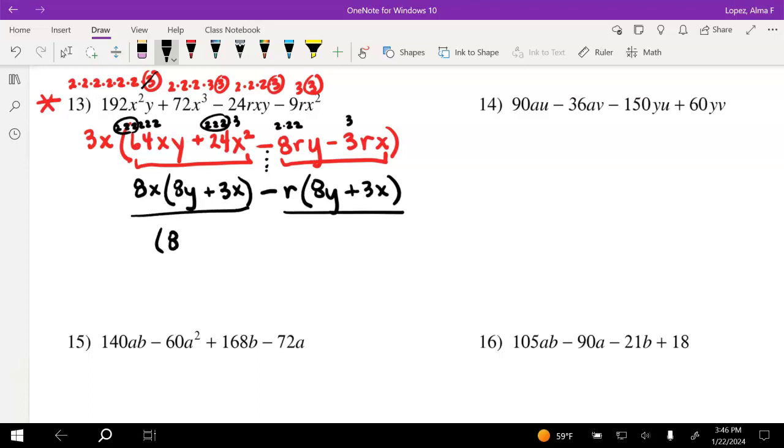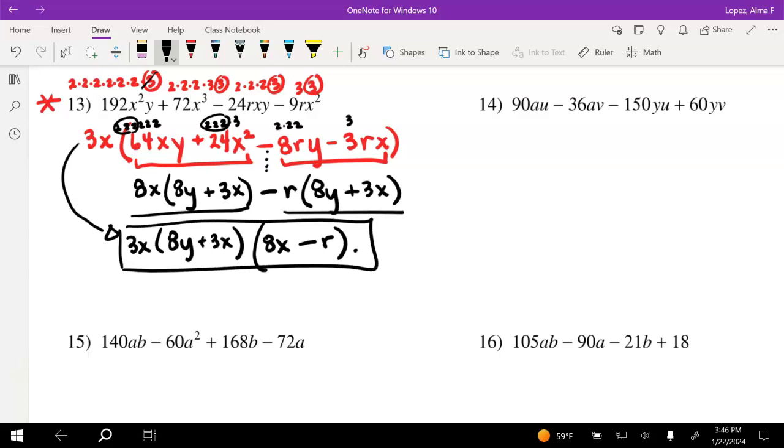Those 2 terms have an 8y plus 3x in common. I'm going to open up the leftover parentheses. When I factor the 8y plus 3x out of the first term, it leaves me with an 8x. When I factor the 8y plus 3x out of the second term, it leaves behind a negative 3. But don't forget that 3x that you took out earlier as a greatest common factor, he is also going to be part of our final answer.